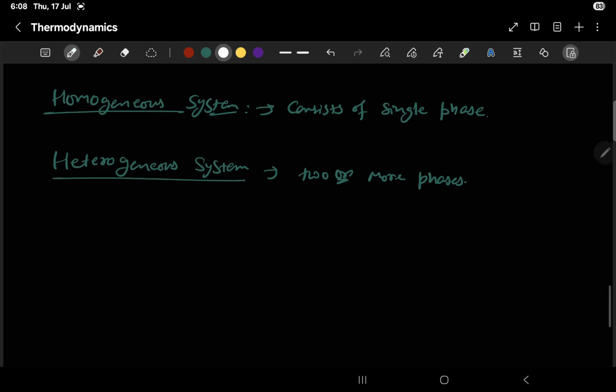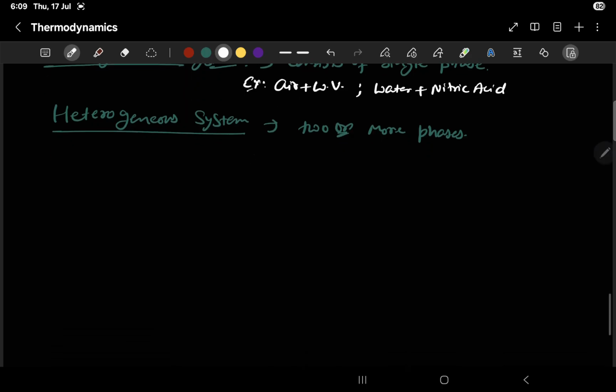We can also see some examples. For homogeneous, we can say a mixture of air plus water vapor, or the second example, water plus nitric acid. So these are some examples of homogeneous systems.